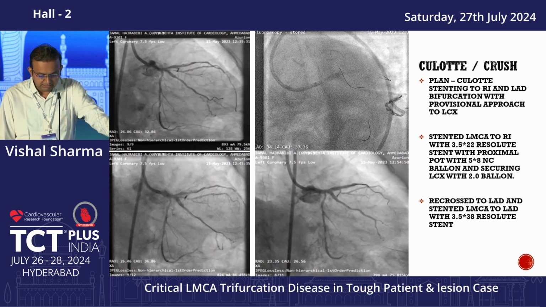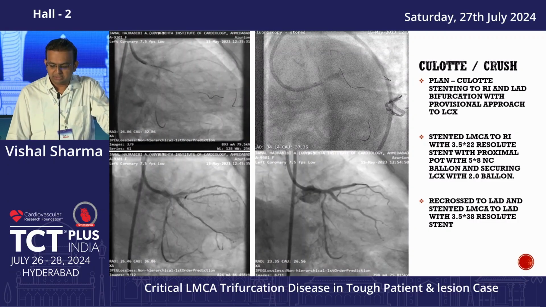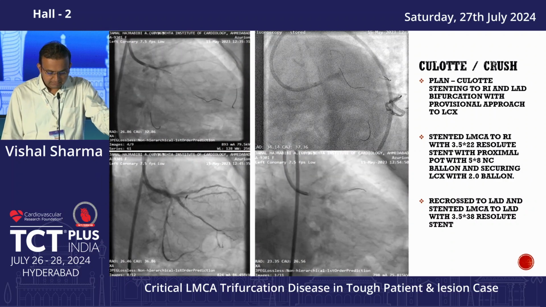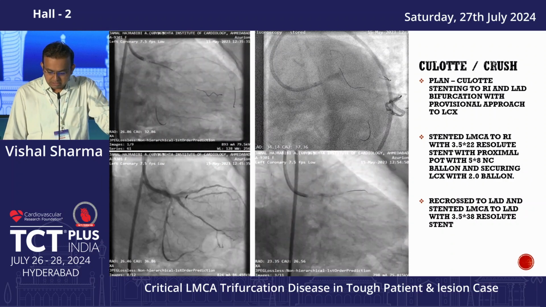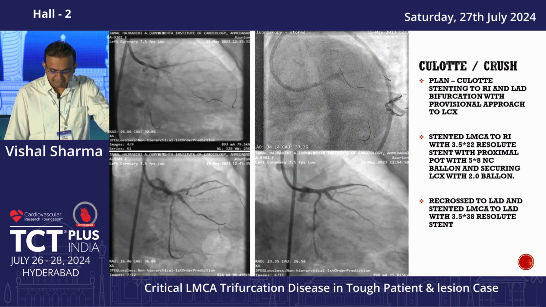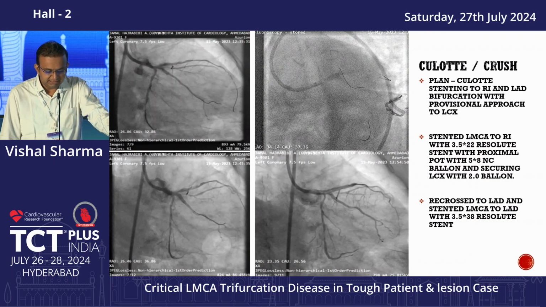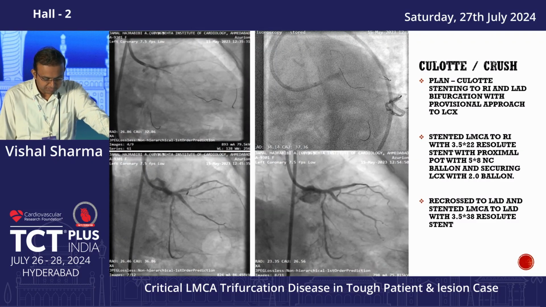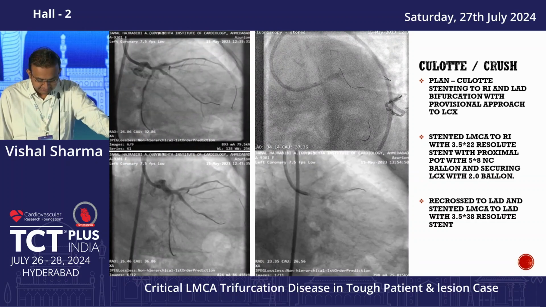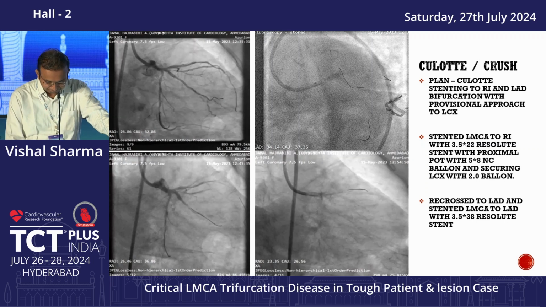So this was the bed preparation done with the strategy of upfront bifurcation. We decided to go ahead with the culotte to RI and LAD bifurcation and a provisional approach to the LCX. We wanted to ensure that the LCX is also not closed. We first stented LMCA to RI with a 3.5/22 Resolute, did a POT in the left main with a 5.0/8 NC balloon, and then crossed into LCX and secured the ostium by dilating with a 2.0 semi-compliant balloon. After seeing that the LCX ostium was fair enough, we then recrossed to LAD and stented from LMCA to LAD with a 3.5/38 Resolute stent.